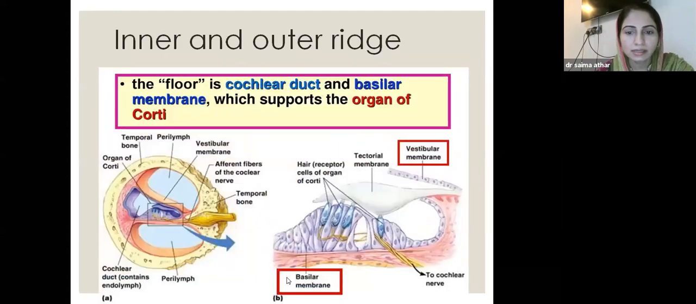Okay, this is the inner and the outer ridge, and you can see the cells are connected to the cochlear part. Each cell will contribute to one nerve fiber, and all these nerve fibers will combine and form the nerve.